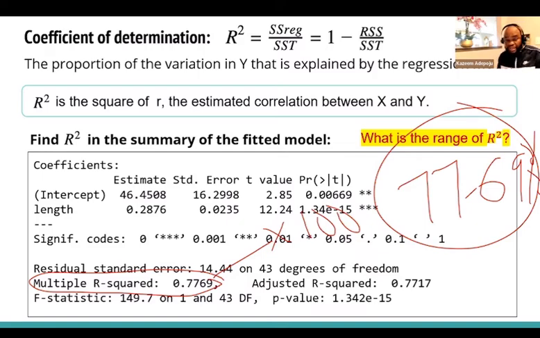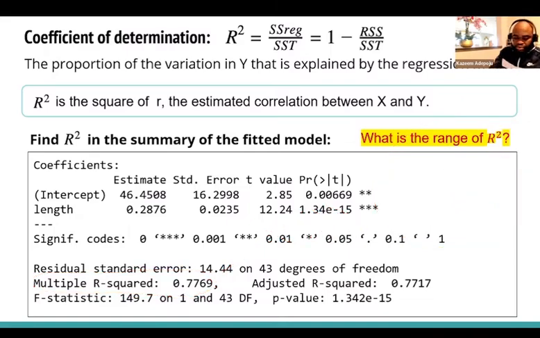77.69% out of how many? Out of 100%. That's exactly what we mean. So this is one of the ways to validate a simple linear regression model.